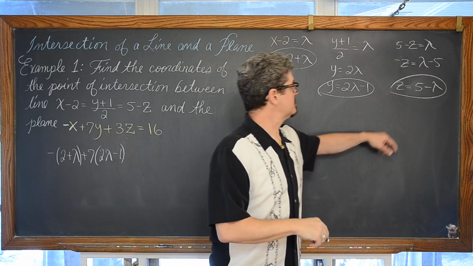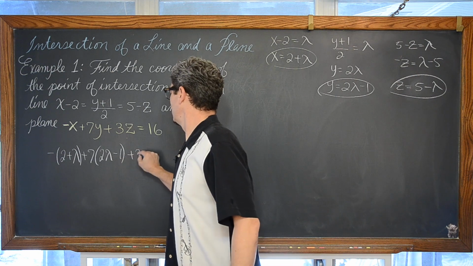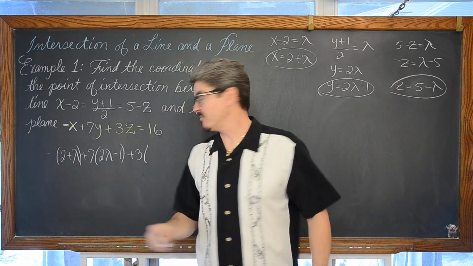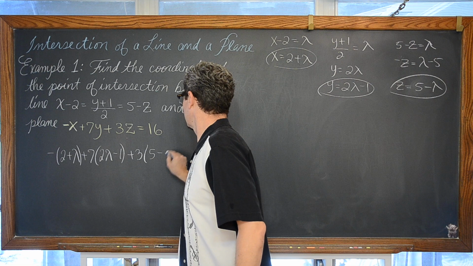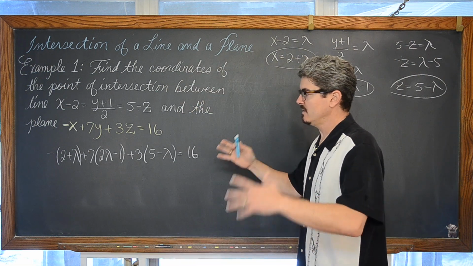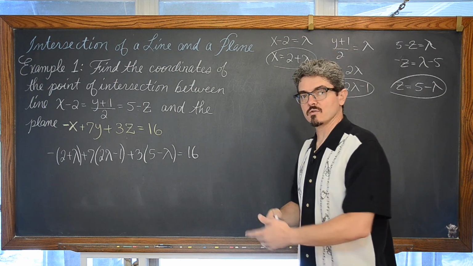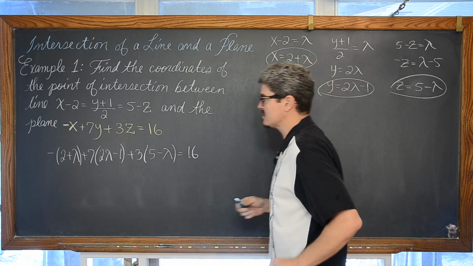And then we've got plus 3z, so plus 3 times 5 minus lambda is equal to 16. Let's find out what lambda needs to be, the scalar multiple basically of our directional vector for the line, to make it equal to 16.